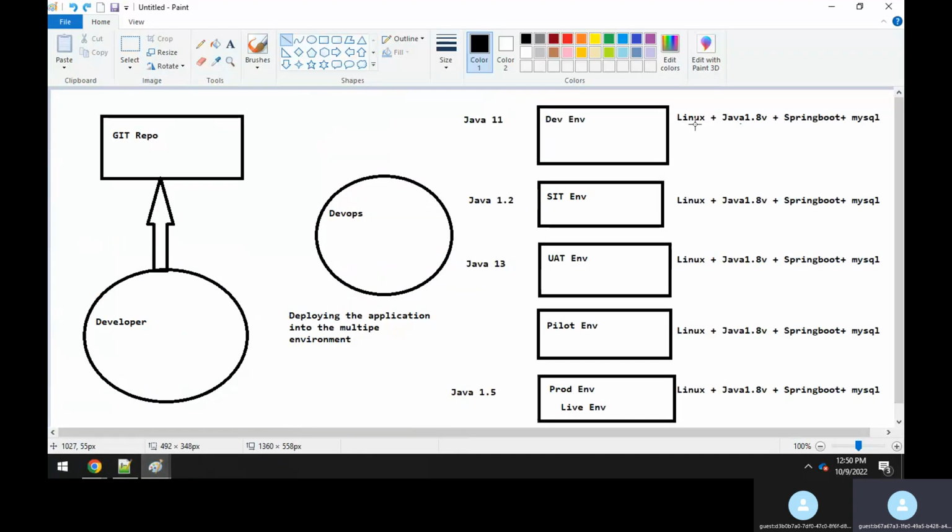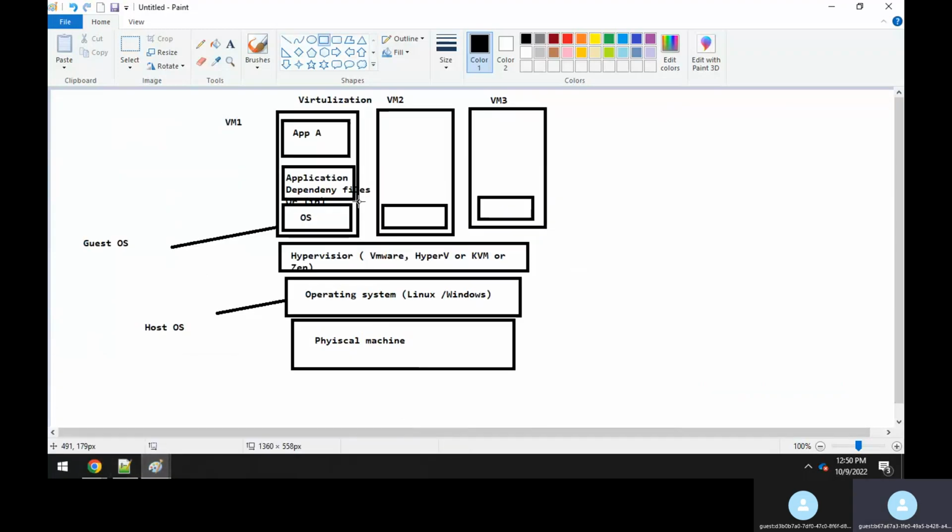They used to install the operating system, that is Linux. They used to install Java 1.8. They used to install Spring Boot. They used to install MySQL. All the software which is required for your application to get executed gets installed in this VM. We call it a virtual machine, so that your application can get executed.